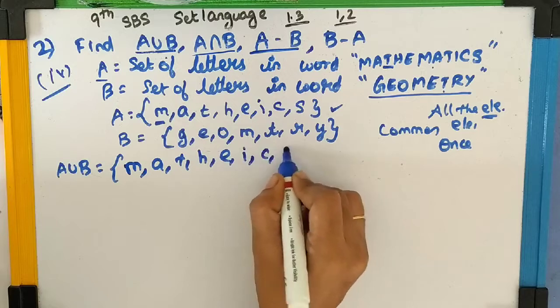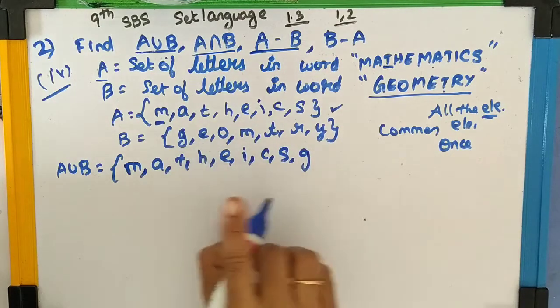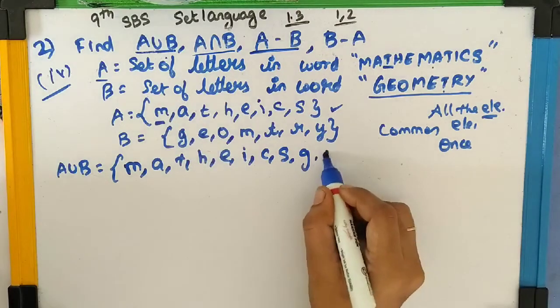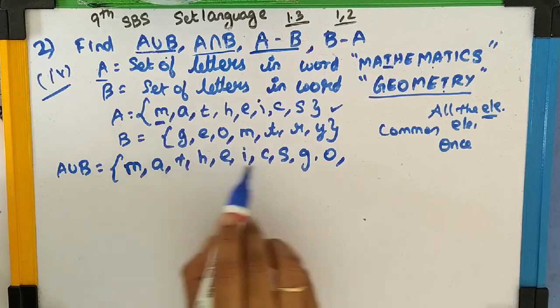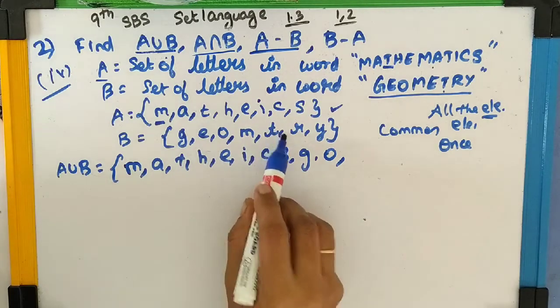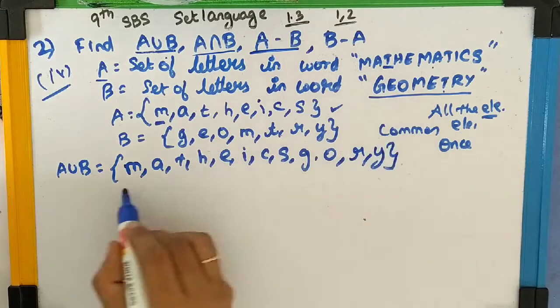Now I am going to do a union with B. That is G. E is already here, so you should not write it again. O, M is present, T is present. So I am going to write the next elements, R and Y. This is A union B.